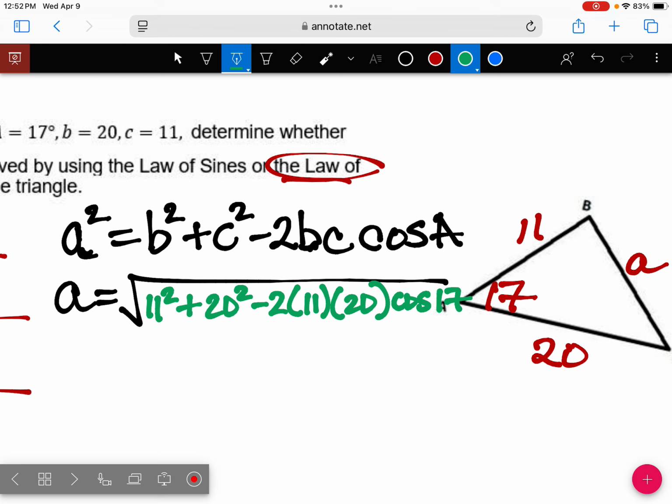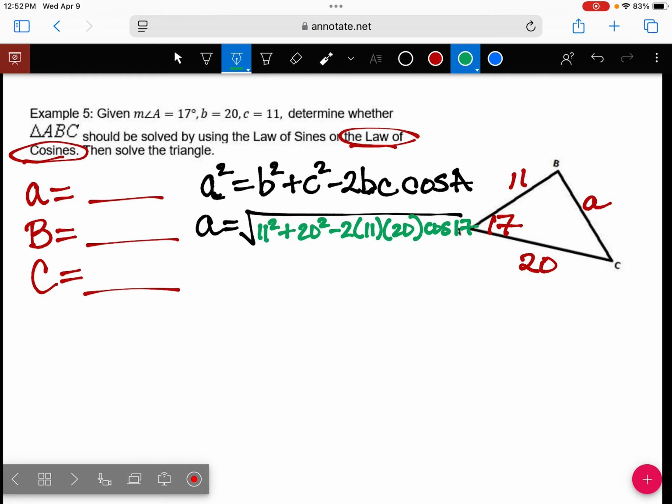So did you get 10.011? Raise your hand if that's what you got. All right, so we figured out that little a is 10.011. So now we need to figure out what we want to find next. We want to find big B or big C. I always go alphabetical order, so I'm going to find B because that comes before C.